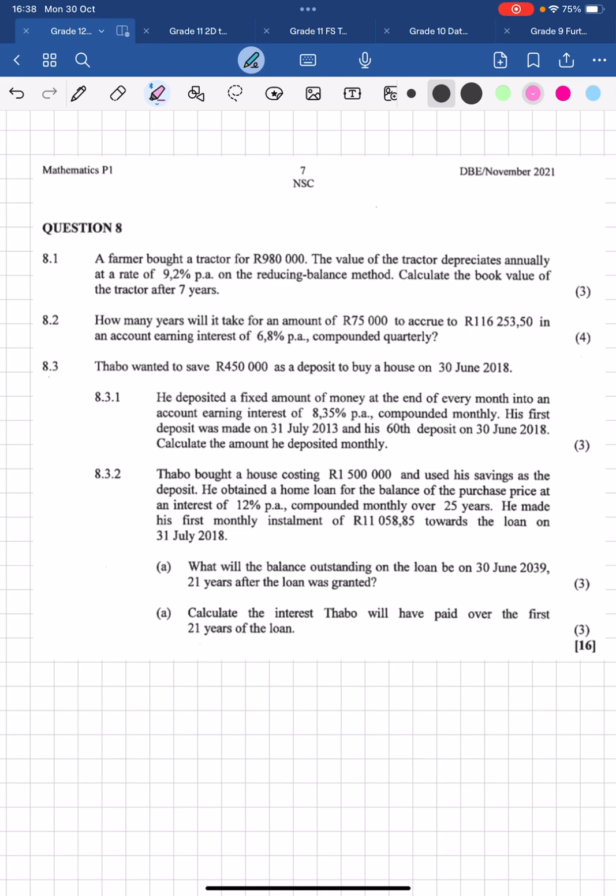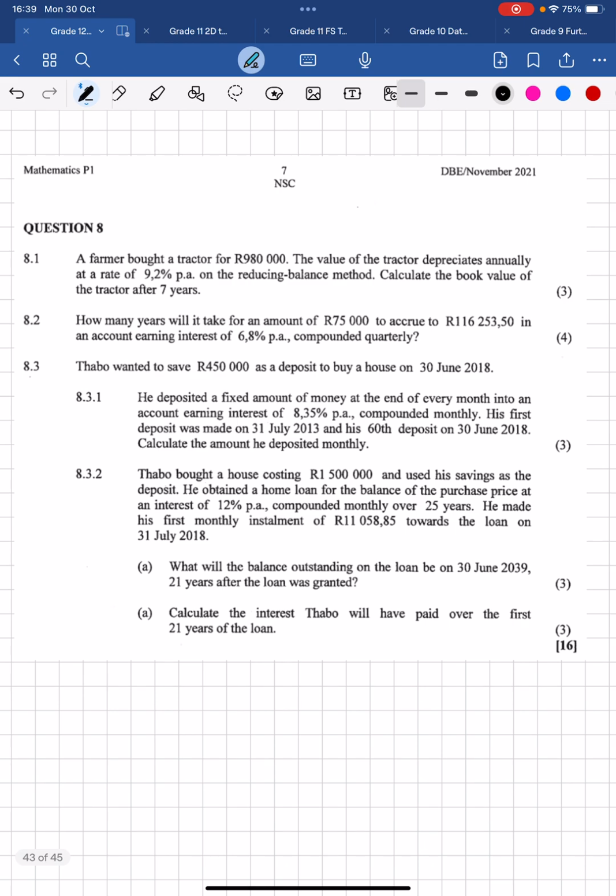So that's what also happened here. 8.1, they're saying a farmer bought a tractor for 980,000 Rand. The value of the tractor depreciates annually at a rate of 9.2% per annum on the reducing balance method. Now, reducing balance, that is compound. Right, you have to know that. Straight line depreciation is simple depreciation, and reducing balance is compound. You have to know that, please.